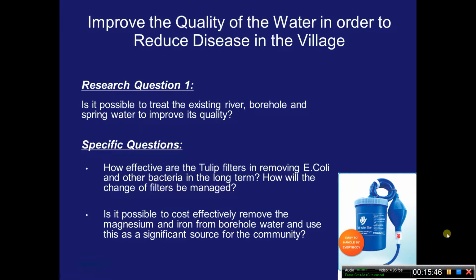And the second question is: is it possible to cost-effectively remove the magnesium and iron? The borehole water had a lot of magnesium and iron in it. So is it possible to remove this, and for that then to become a significant source of water for the community? So there was a whole lot of information that was required for that second question around costs, most certainly, and whether those costs made it possible or not to remove the magnesium and iron.